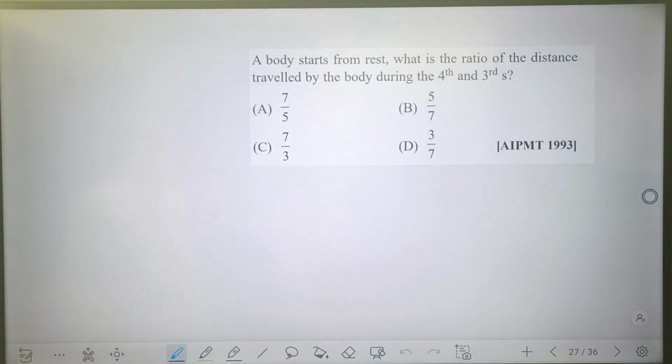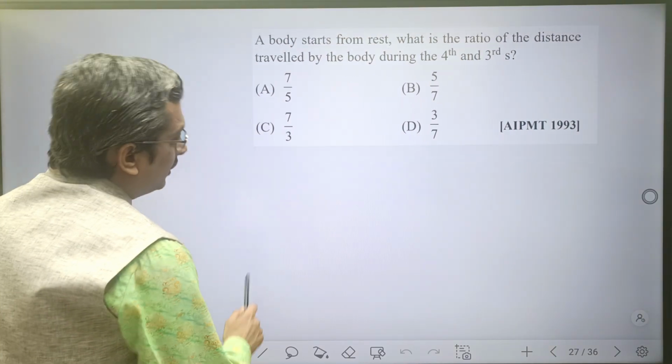Next, a body starts from rest. What is the ratio of the distance traveled by the body during the fourth and the third second?